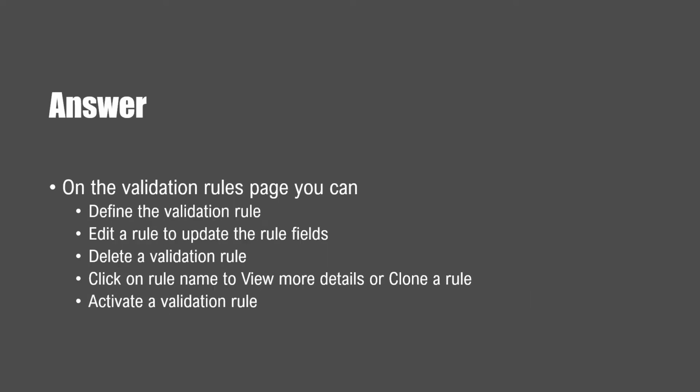On the validation rule page, you will see all the validation rules that have been defined for an object. Here, you can define the validation rule by clicking on the new button. You can edit a rule to update the rule fields. You can delete the validation rule. You can click on a rule name to view more details or clone a rule. You can also activate a validation rule.